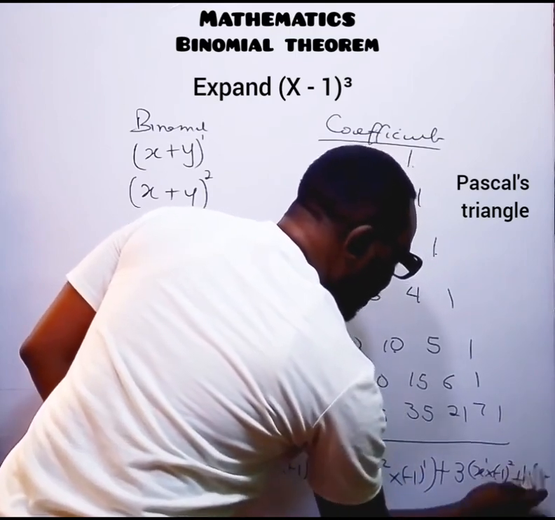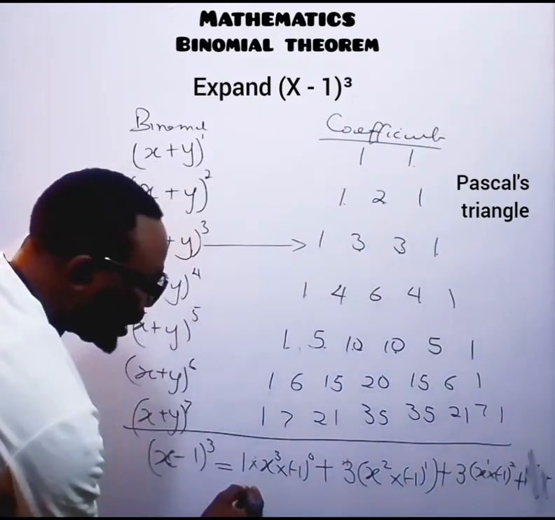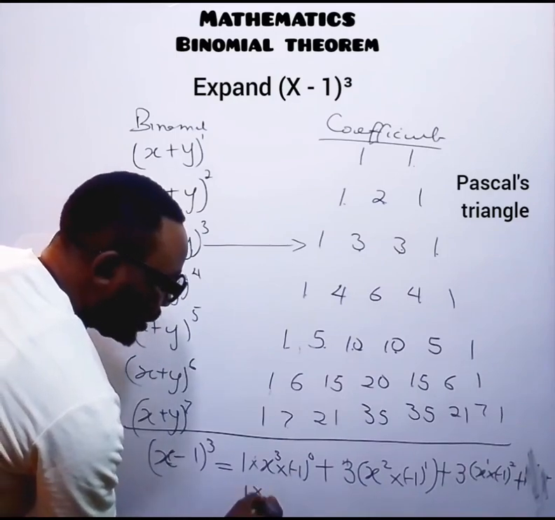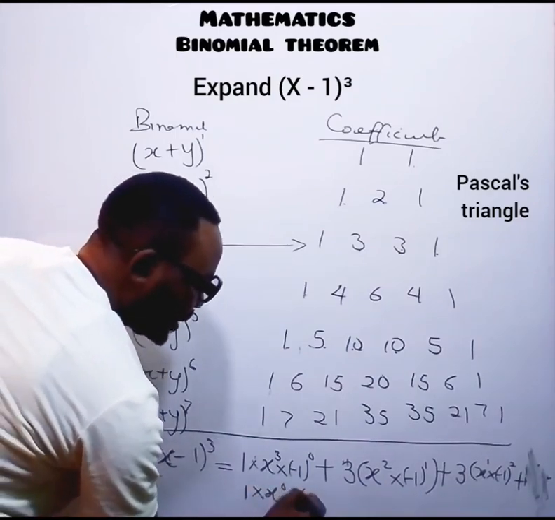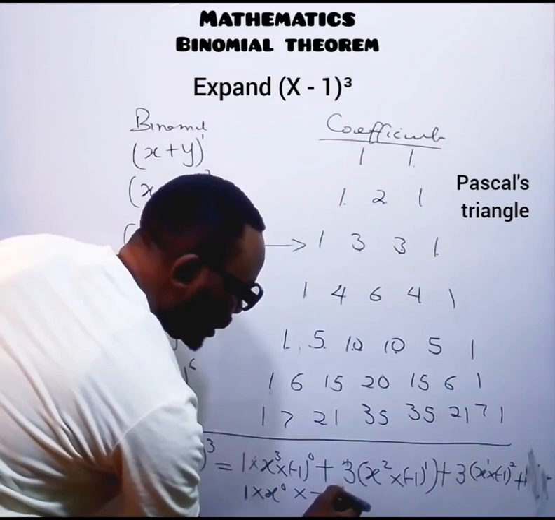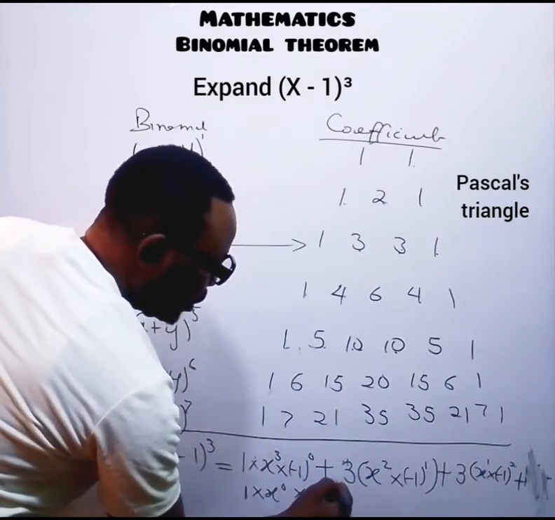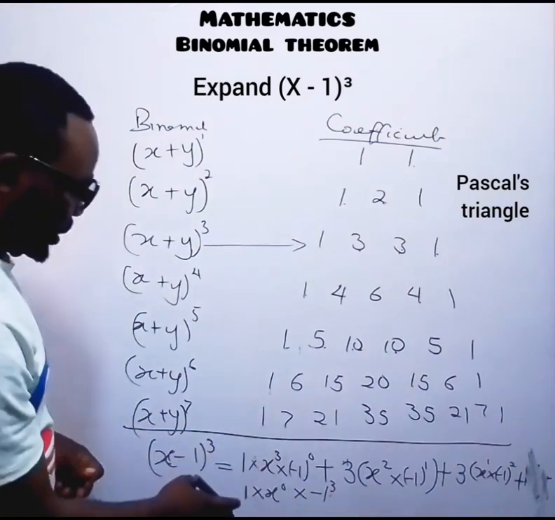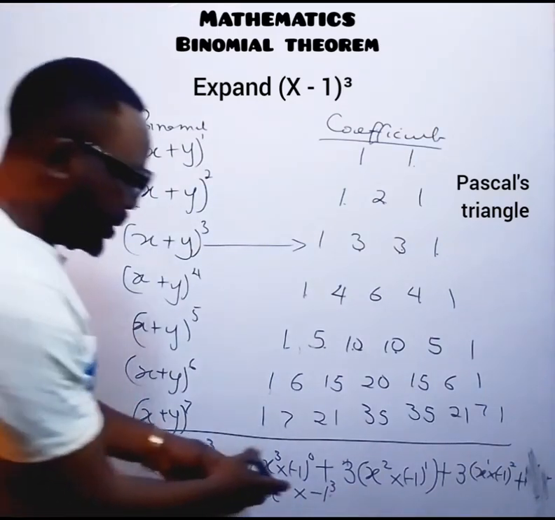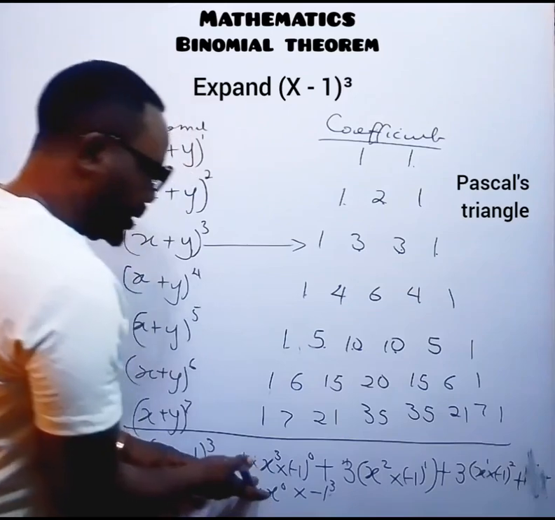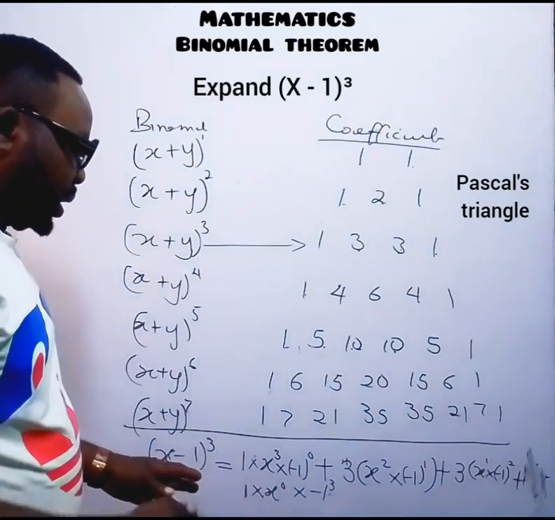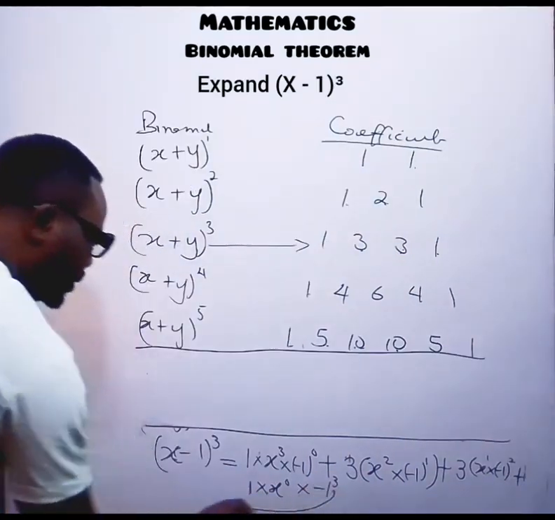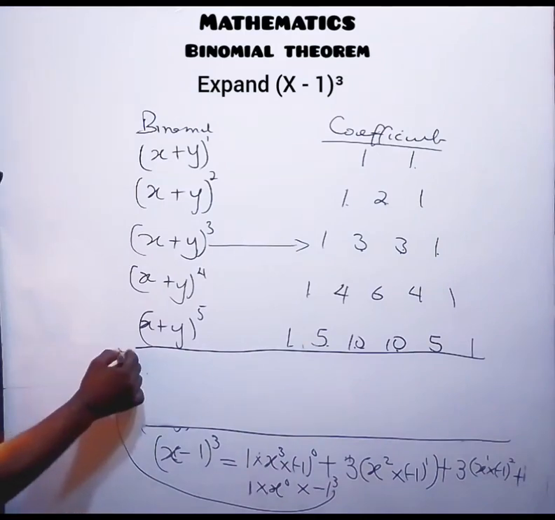Minus 1. I'll write it here again. 1 multiplied by x raised to the power of 0 multiplied by minus 1, minus 1 raised to the power of 3 now. Now, this expression here, as we have it, you can now be able to get the value out. I'm going to bring the value out for you. I'll continue this expression here.